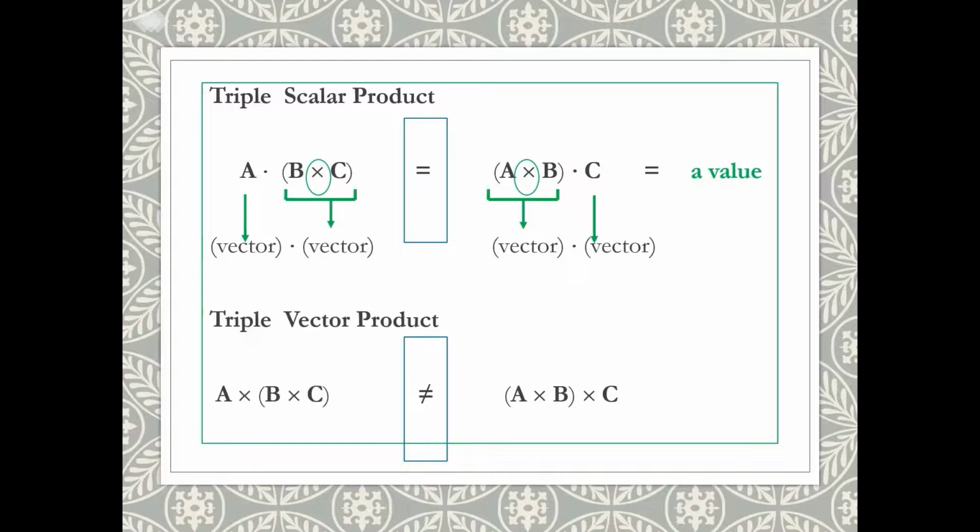For triple scalar product, the order of the vectors is not important. As long as the cross product is inside the bracket, you should get the same value. Conversely, order of vectors is important for triple vector product. Take note that A cross in bracket B cross C is not equal to A cross B then cross with C. You should get different vector for each of them.